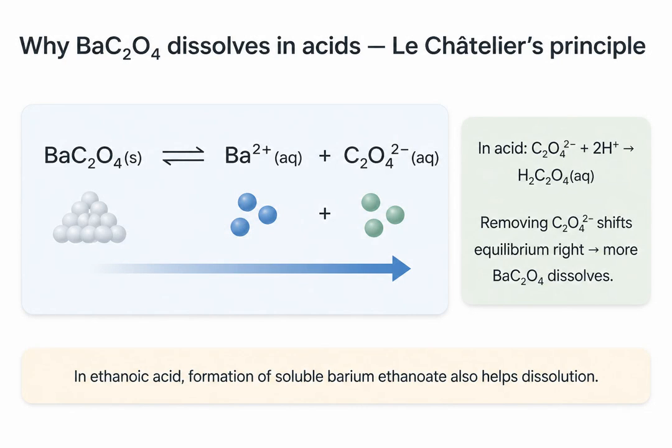It's worth pausing on the explanation for barium oxalate dissolving in acids because it's a common exam reasoning point. Barium oxalate is in equilibrium with Ba2+ and oxalate ions. When you add an acid, the oxalate ions are protonated to form oxalic acid, H2C2O4, which removes oxalate from solution. By Le Chatelier's principle, the equilibrium shifts to the right to replace the removed oxalate, so more solid dissolves. In ethanoic acid, there's an extra push because barium ethanoate is soluble, which also supports dissolution.